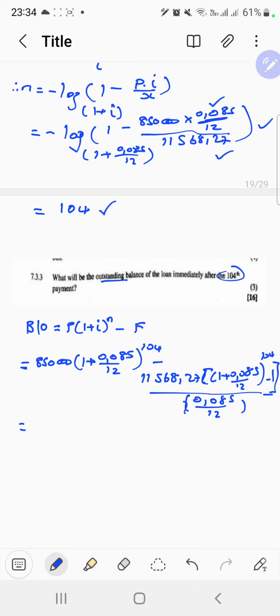This is a bracket, by the way. I don't know what that is trying to look like. 0.085 over 12. The only thing here, you need to be meticulous when it comes to your substitutions. Otherwise, the calculator already does you a very good favor. So this tells us we'll be left with 1,404 rand 17 cents, to 2 decimal places.